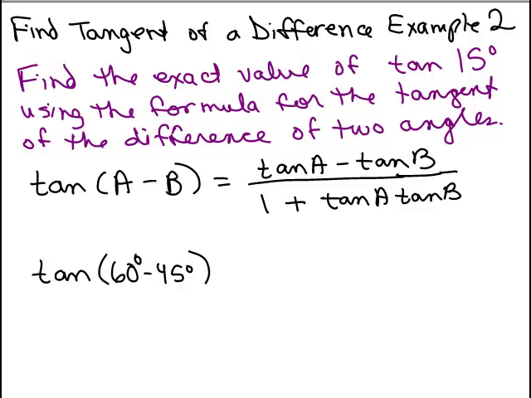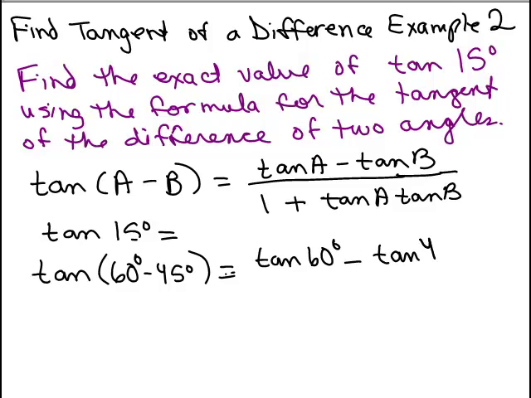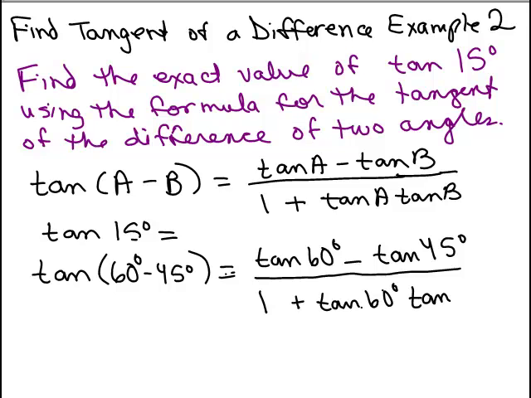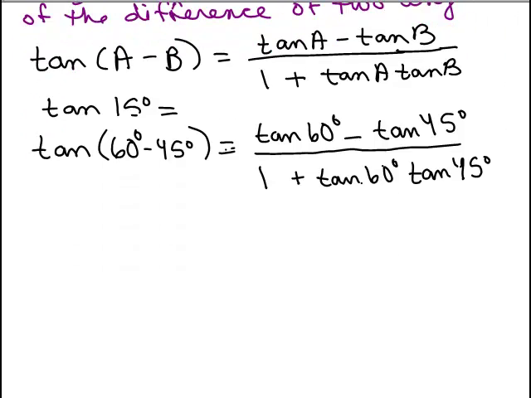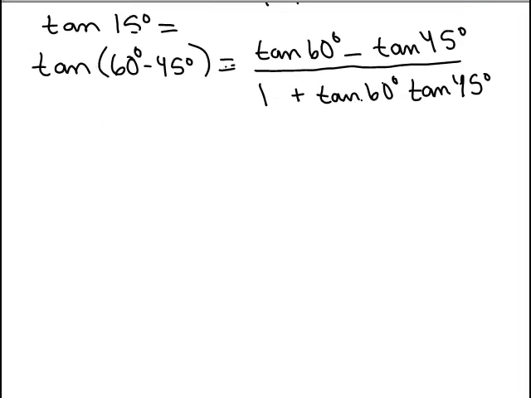All right, so we'll use this. In other words, 15 degrees can be written as 60 minus 45, right? So let's put it in. We want the tangent of the first angle, tangent of 60 degrees, minus the tangent of 45 degrees, all over 1 plus the tangent of 60 degrees times the tangent of 45 degrees. So we need to know the tangents of 60 and 45 degrees.